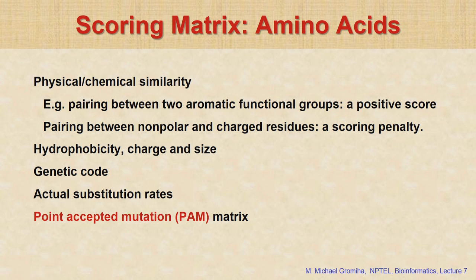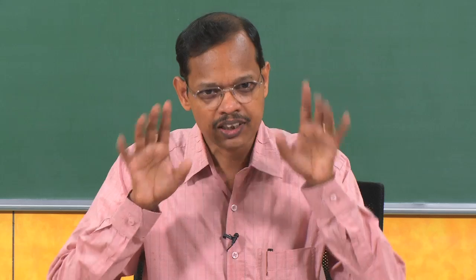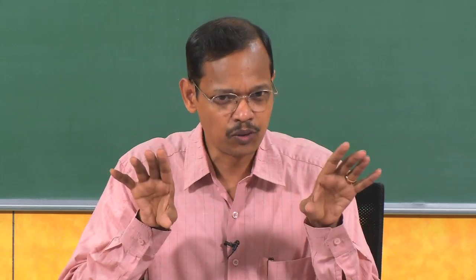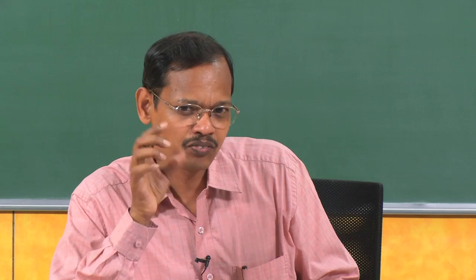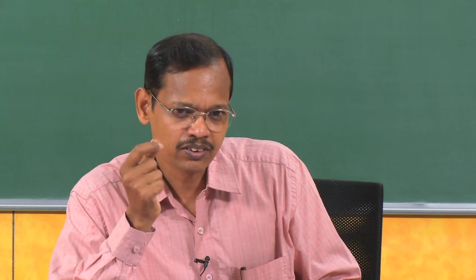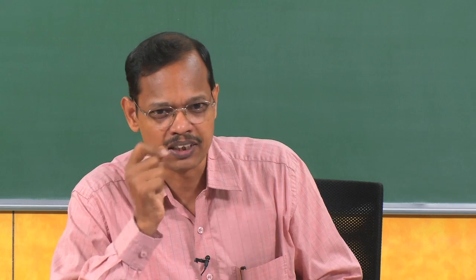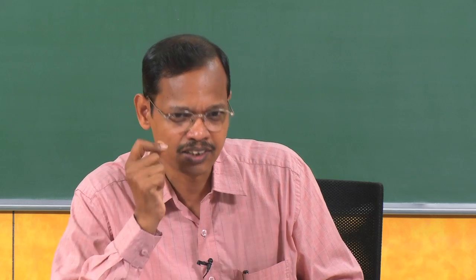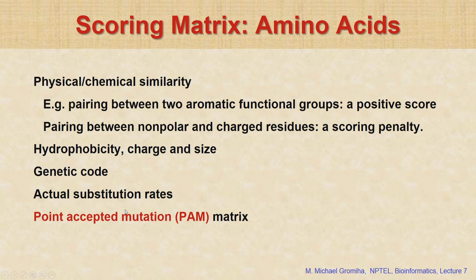Among all these things, how do we derive the matrix? Finally we take the actual substitution rate. For example, if we have a set of sequences, we get the sequences with high sequence homology. From these sequence similarities, we see what the possible mutations are. From those mutations, we can derive the matrix. We can see what changes actually happen, right, and based on that we derive the matrices. So, this matrix is called the point accepted mutation matrix.